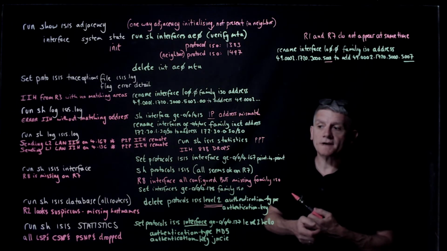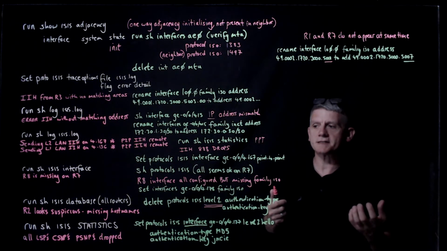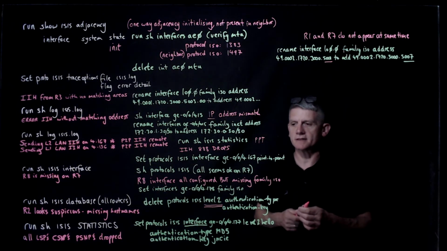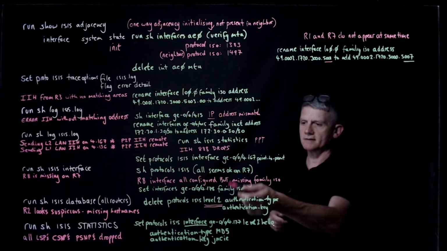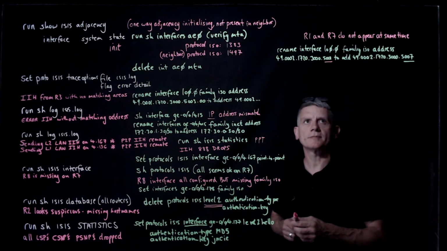And we found that with the show ISIS statistics. Again, this helpful command that shows us what packets are being dropped, and all of the LSPs, the CSNPs and the PSNPs, as people call them, partial and complete, were all being dropped.